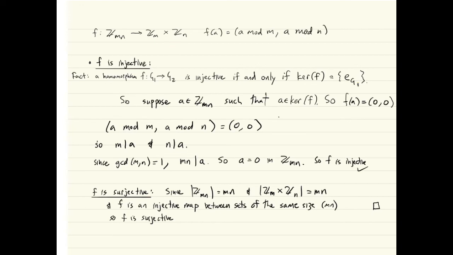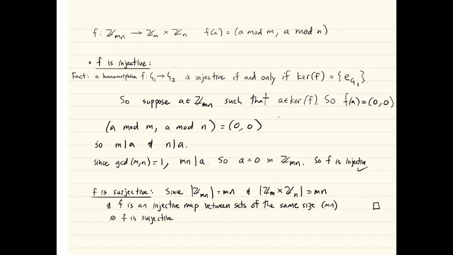And what we want to show is that this element A is the identity element in Z mod MN. That identity element is 0, so we have to show that A is 0. So F of A, by definition, is (A mod M, A mod N), and that is equal to (0, 0) by our hypothesis. And so what this means is that A mod M is 0. That means that M divides A. Similarly, A mod N is 0, so that means N divides A.